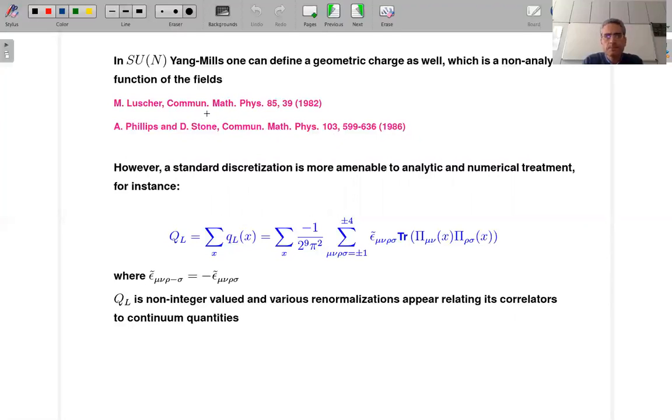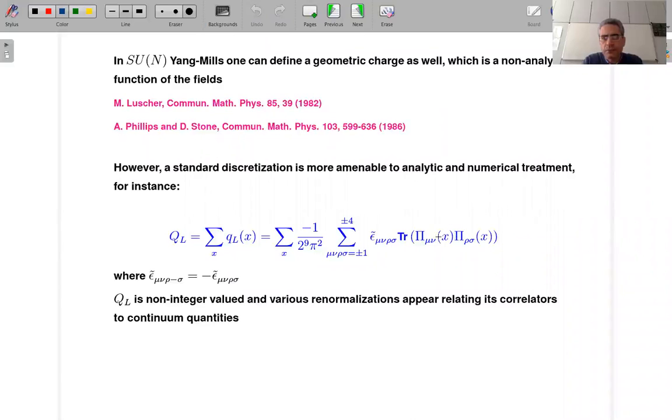Now, while such definitions can be adopted, in four-dimensional SU(N) gauge theory it is more amenable to make use of standard discretizations, which are more amenable to analytic and numerical treatment. For instance, you can just make a standard gluonic discretization of the topological charge density, which is the following. In this case, I mean, you are just taking the G G-dual and discretizing it in terms of plaquettes. This is one of the simplest possible definitions.